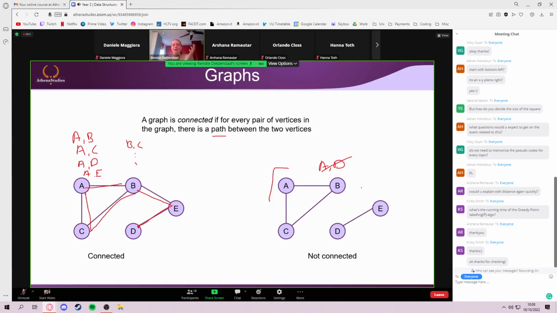And visually it's very easy to see. The fact that these two graphs are sort of separate, right? It's not just one graph, it's sort of split into two. That means it's not connected.